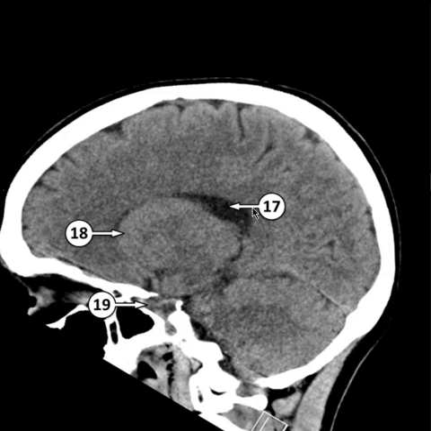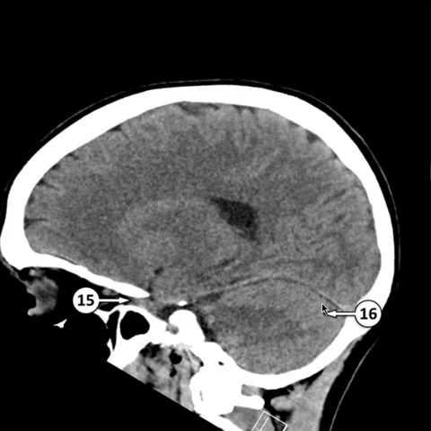17 here, this is the body of the lateral ventricle. And 18 is the head of the caudate nucleus. 19 is the cavernous sinus. 16 here, this is the cerebellum. And faintly we can see the tentorium cerebelli, separating it from the rest of the cerebrum. 15 is the superior orbital fissure, or SOF.